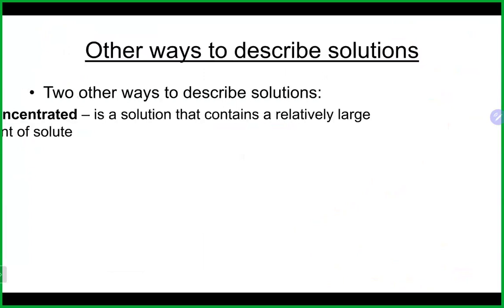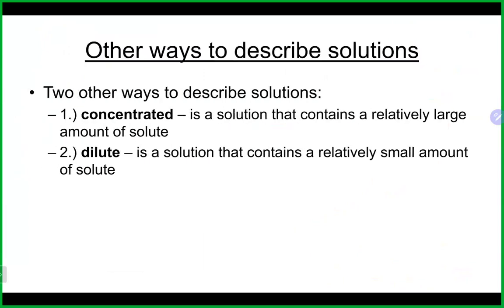All right, so a couple other ways to describe solutions. There's concentrated. A concentrated solution has a relatively large amount of solute to solvent. And by the way, when we do reactions with solutions, it is the solute floating around in there that is the thing that's reacting. It's not the solvent. It's really just the solute part, typically the ions floating around, that will be reacting. Now we can have a dilute solution, which is a solution that contains a relatively small amount of solute.